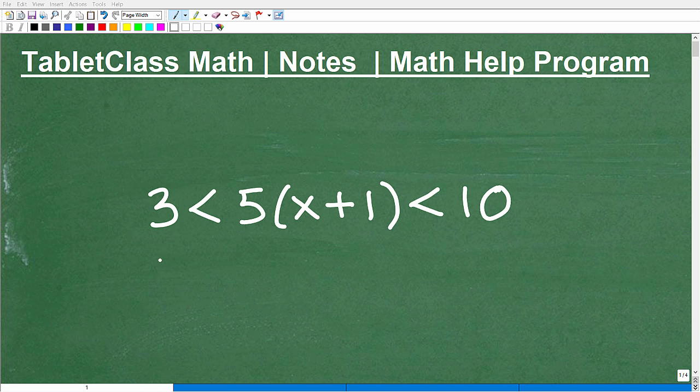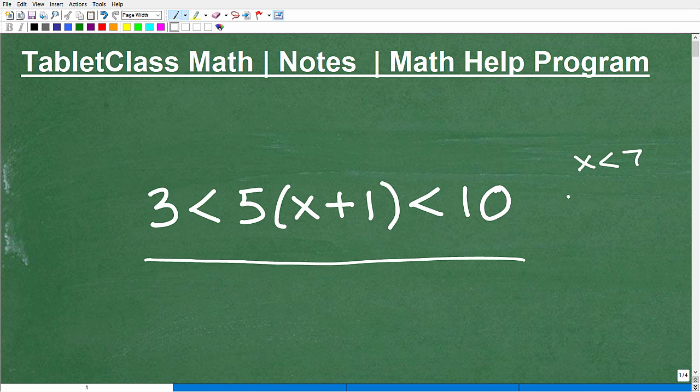Okay, let's go ahead and solve and graph this compound inequality. And if you are not familiar with inequalities, then you definitely want to stick around. In fact, this video might be a little bit too, I don't want to say advanced, but you want to make sure you understand basic inequality concepts like x is less than 7, and what that means, okay?